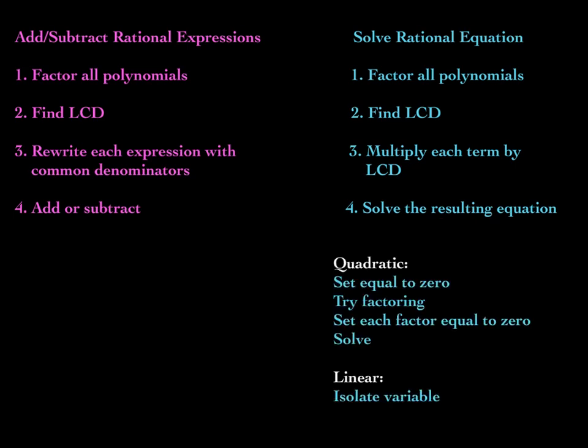It might be helpful to have this in your notes. After you multiply each term by the LCD, sometimes you're left with a quadratic. Try this approach. Set it equal to 0. Try factoring. I say try because not every quadratic will factor. If it doesn't factor, then you might want to use maybe the quadratic formula or something like that, which we haven't discussed yet in our class. But for this point in this class, try factoring, okay? Set each factor equal to 0, and then you can solve. If it's a linear equation, then just isolate the variable, which means get the variable on one side, your constants on the other.